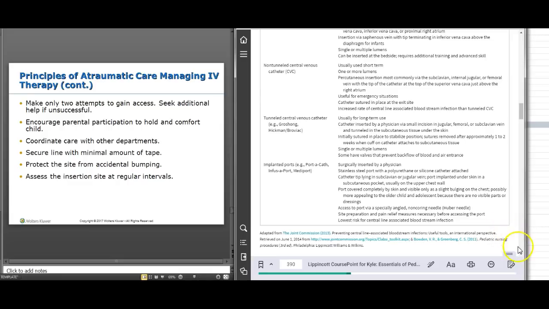Metaports, portacaths, our hematology oncology patients usually have those. That's a device just under the skin. If you haven't seen one of those, you might want to Google some images of them. They just sit right under the skin, and they are usually up on the upper chest wall. Now, I've seen some under the rib cage. If you have a very skinny child, they'll put them where there's a little bit more fat, but those have to be surgically implanted.